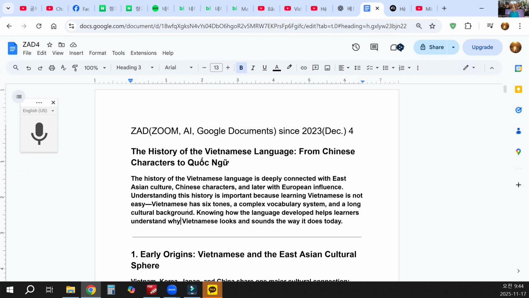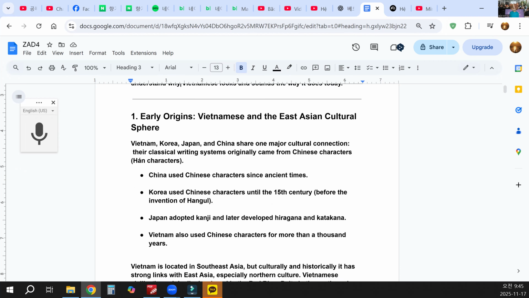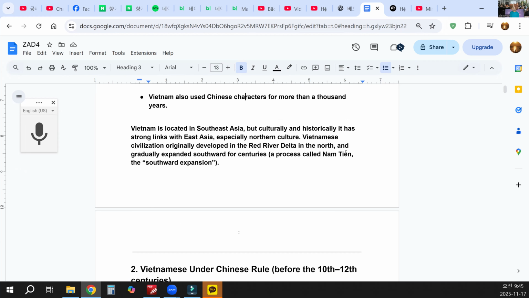Early origin: Vietnamese and the East Asian cultural sphere. Vietnam, Korea, Japan, and China share one major cultural connection. Their classical writing systems originally came from Chinese characters. China used Chinese characters since ancient times. Korea used Chinese characters until the 15th century, before the invention of Hangul. Japan adopted Kanji and later developed hiragana and katakana. Vietnam also used Chinese characters for more than 1,000 years. Vietnam is located in Southeast Asia, but culturally and historically it has a strong link with East Asia, especially Northern culture.